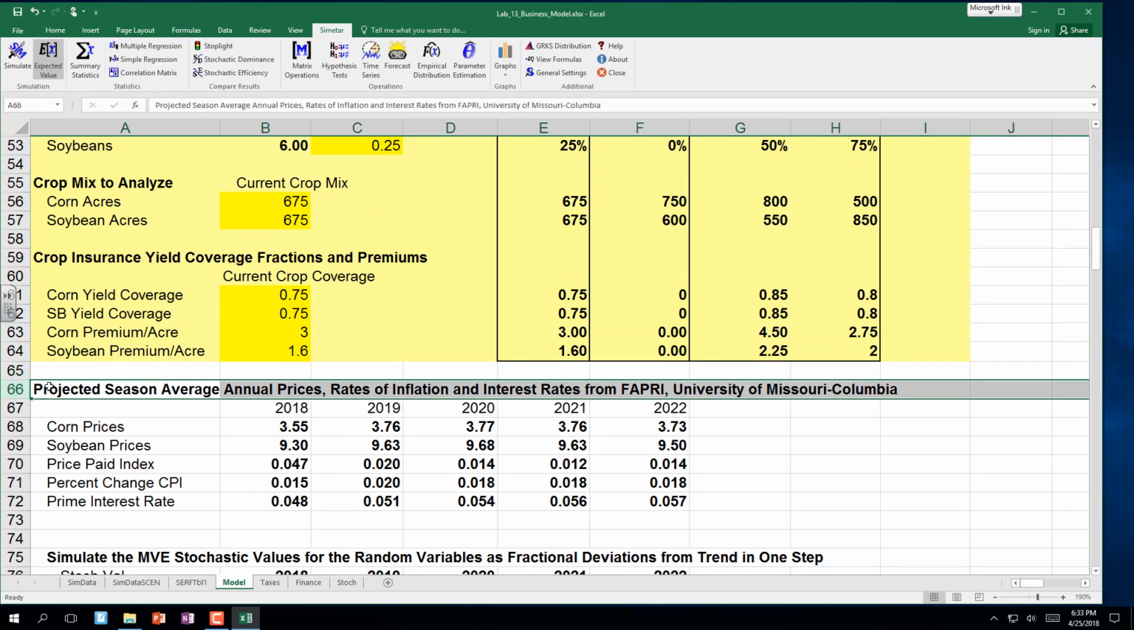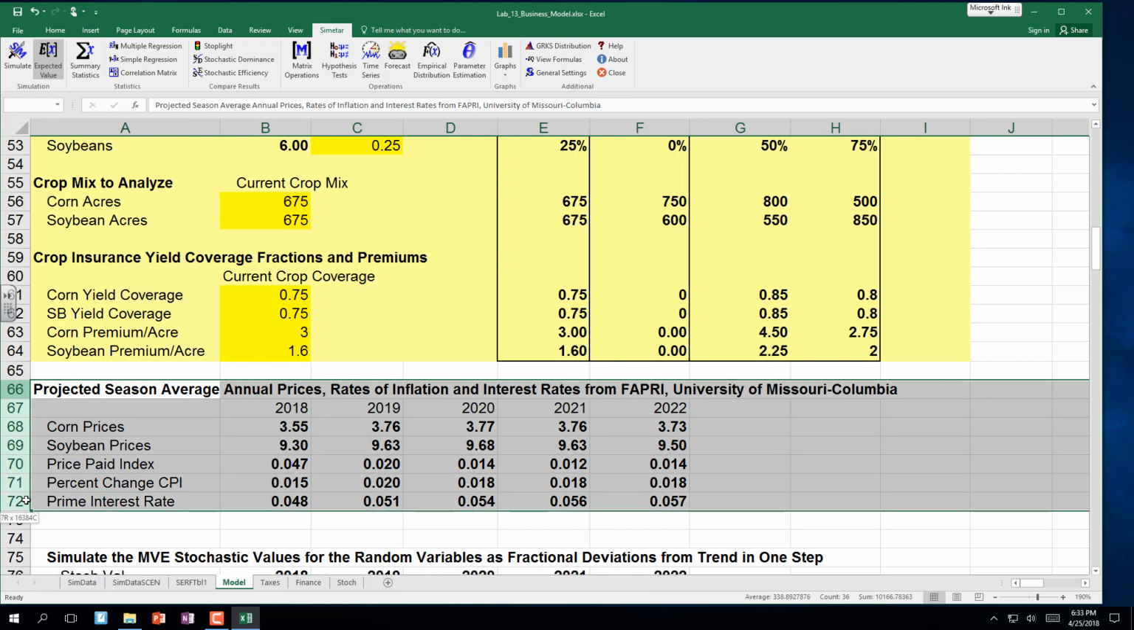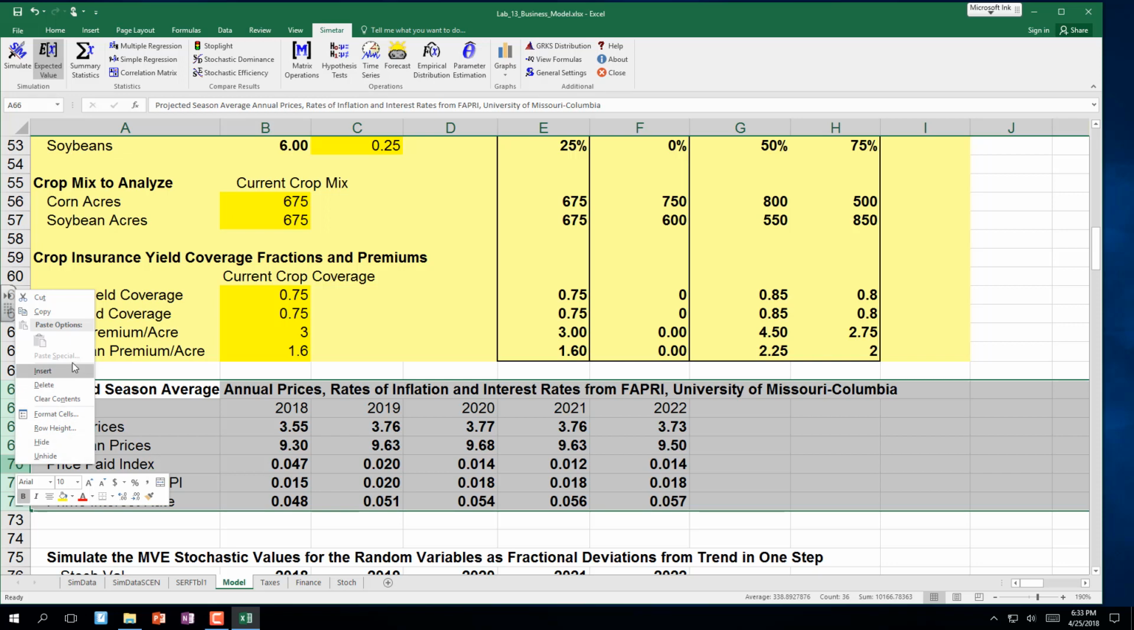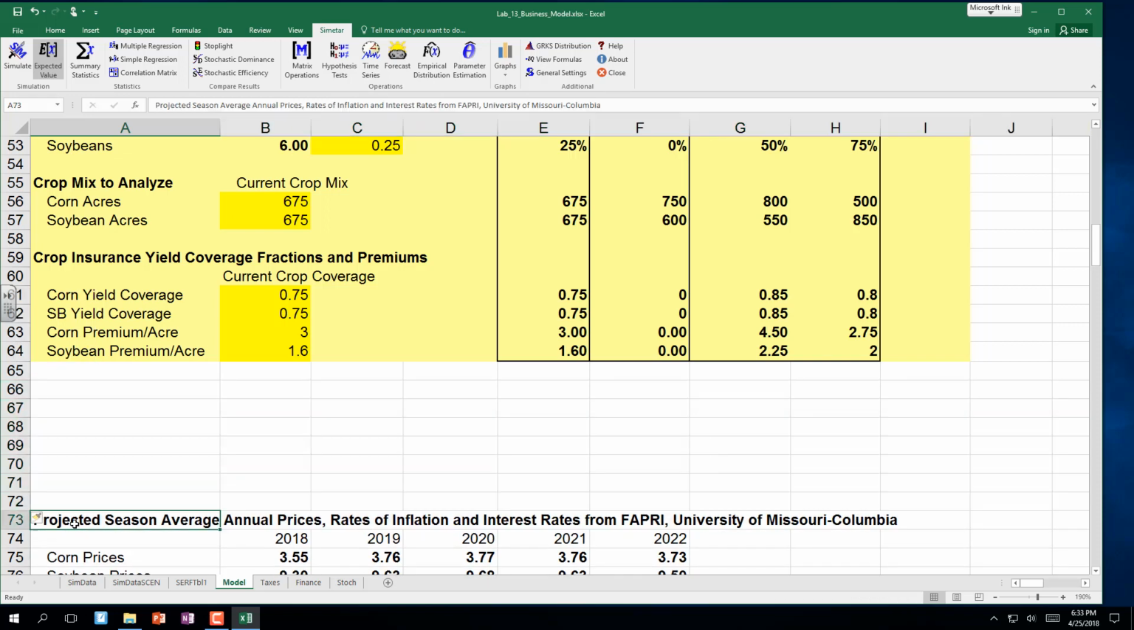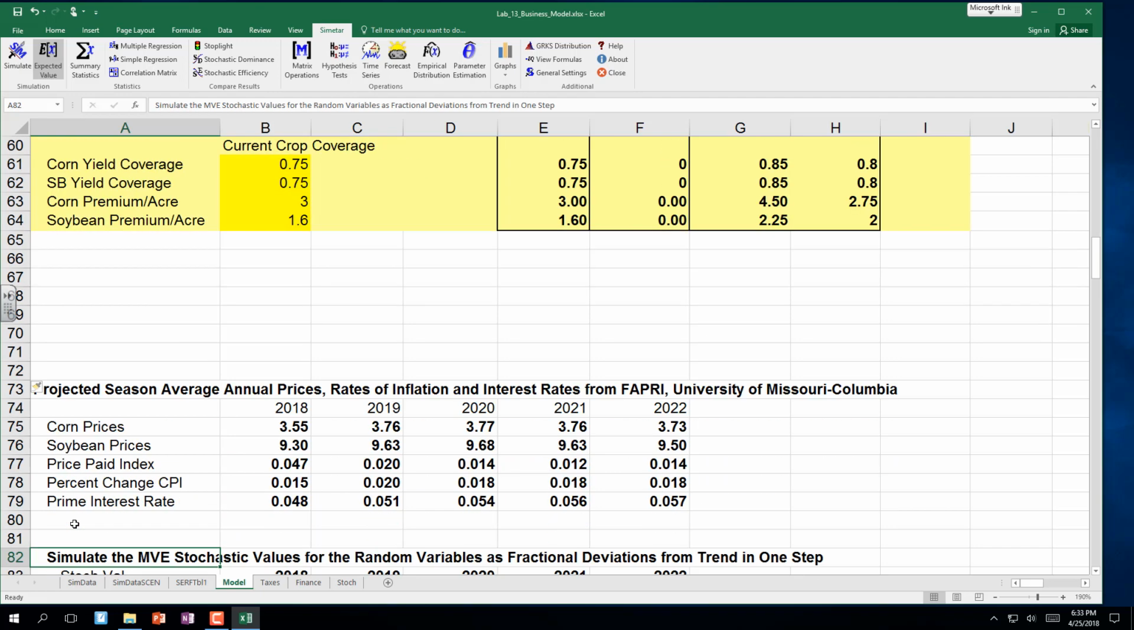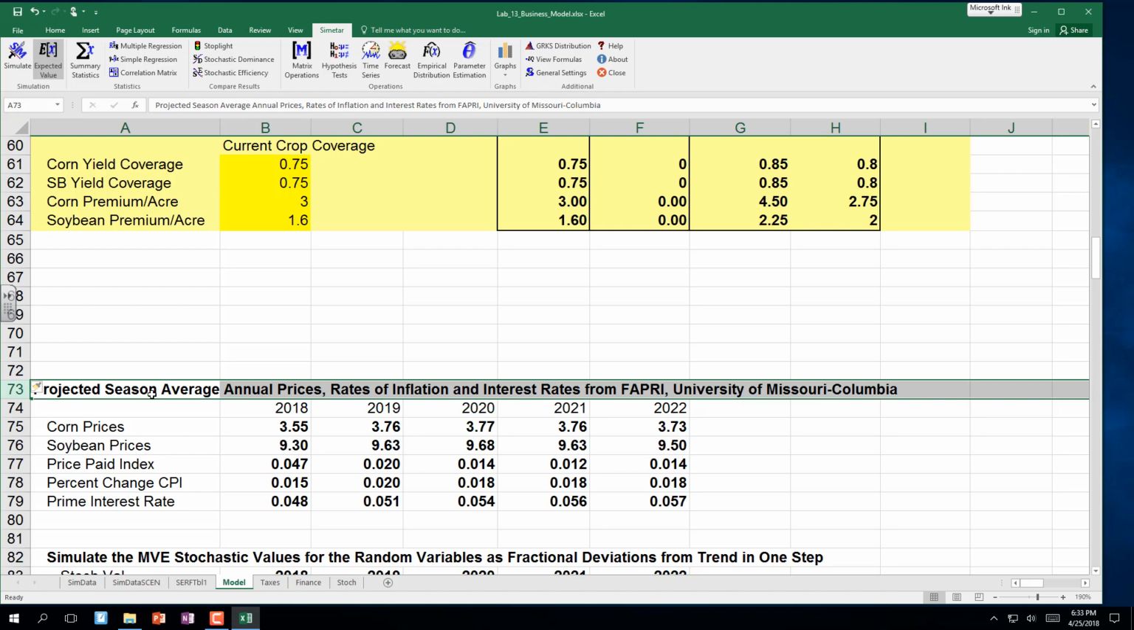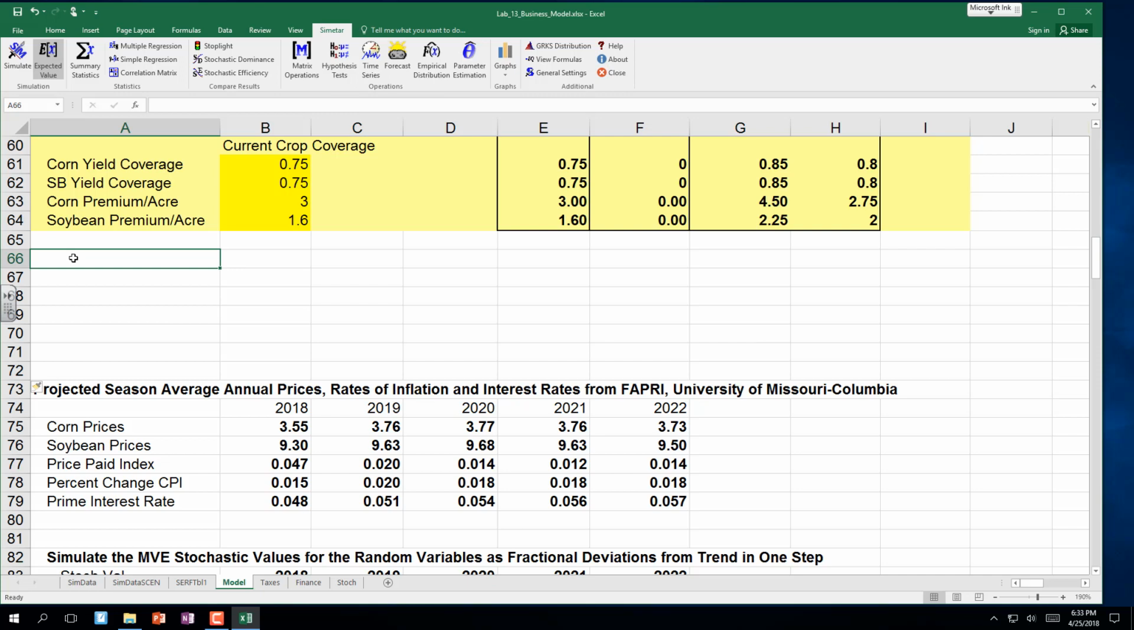First of all, let's put in about that many rows. So I'm going to highlight rows 66 through 72 and insert that many rows. To make sure everyone's on the same page with me, line 73 is where our projected season average prices are. So now we're going to go back to row 66 and put in the revenue insurance.